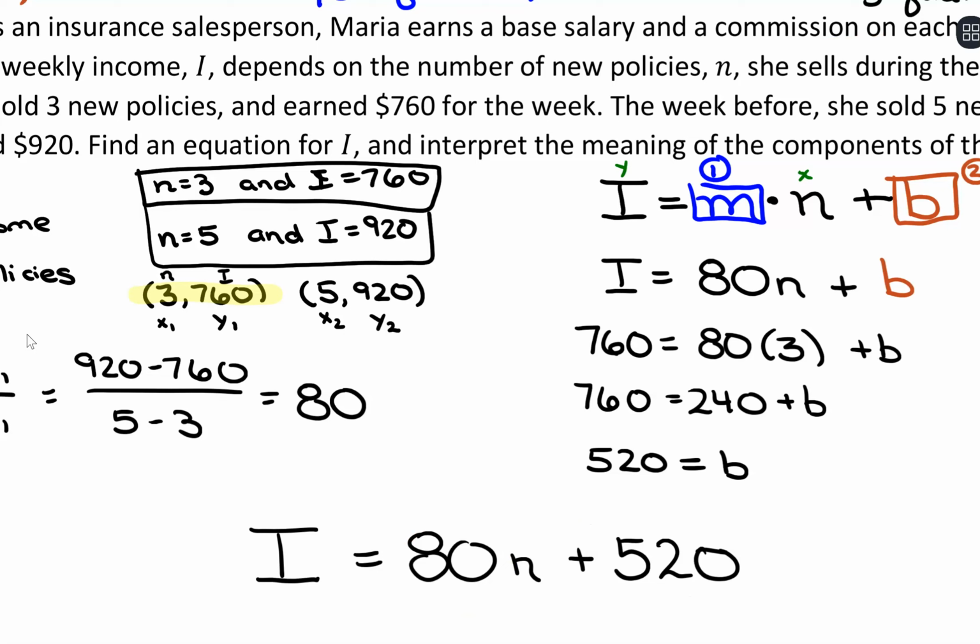So what's happening is Maria earns $520 weekly as a base salary, and then for each new policy that she sells, she gets an extra $80 per policy. So if there were 3 policies, then we'd add that up to $760. If there were 5 policies, it would add up to $920. But now you can see what would happen if she sold 10 policies. How would that change her income and things like that?